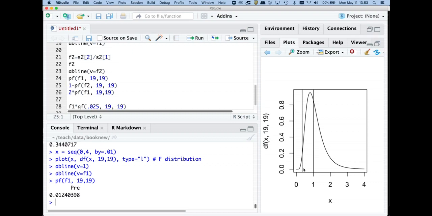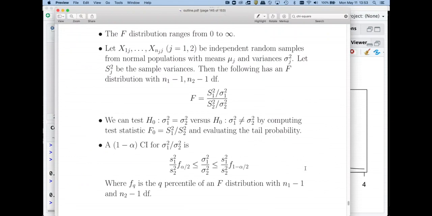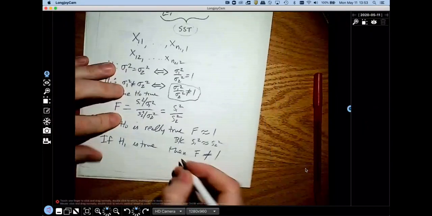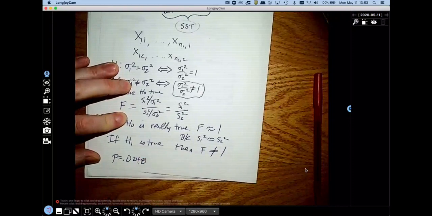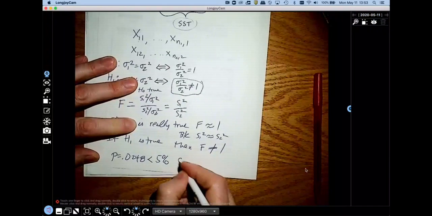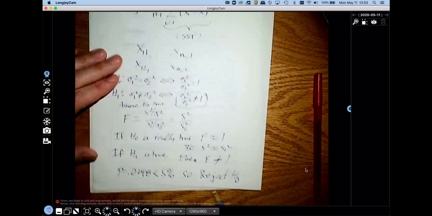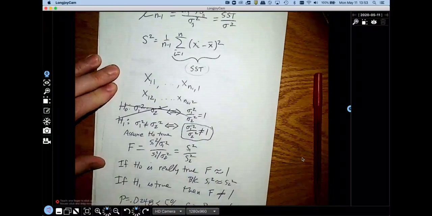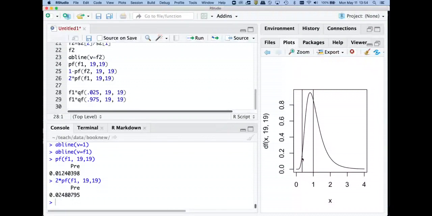The area in this tail is 0.0124. Now, if I have a two-tailed test, I have to multiply that by 2. So my p-value is 0.0248. Let me go write that down before I forget it. So p is 0.0248. That's less than 5% if we're going to use that cutoff. So we're going to reject H0. I'm going to come back up here and cross that out. That's not very plausible given the evidence that I have at hand.